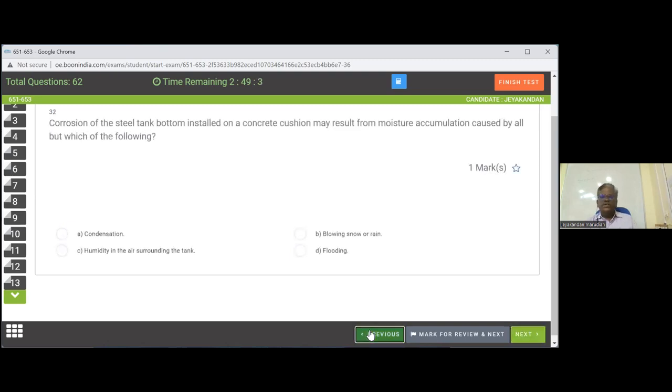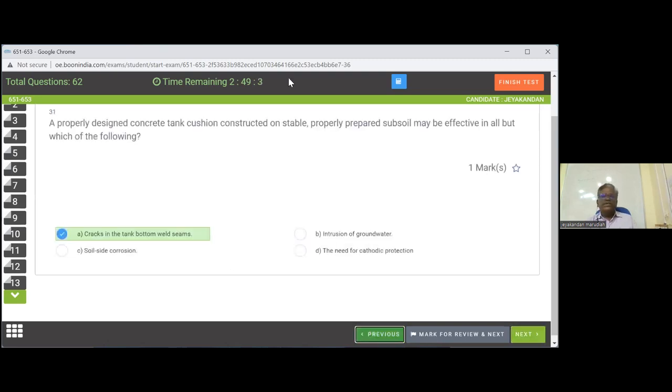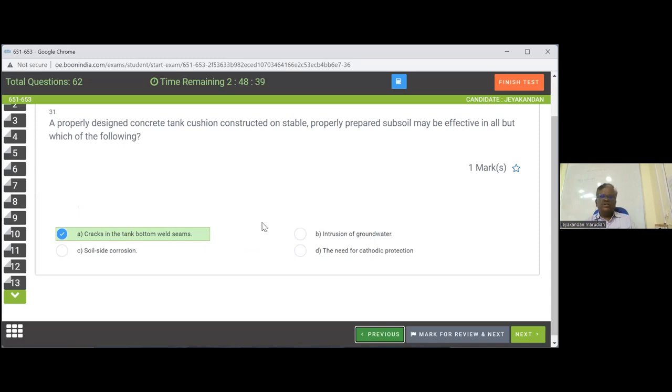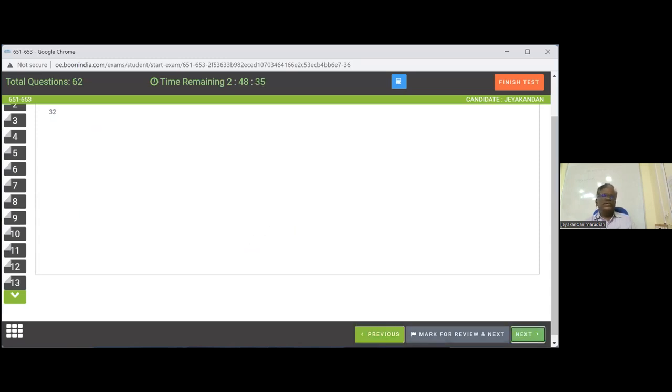Where did you show me, sir? Can you come again, please? Where was the answer, sir? This one. 5.3.1.1, I think. A properly designed concrete cushion constructed on stable, properly prepared subsoil may be effective in eliminating intrusion, soil side erosion, and the need for cathodic protection. So sir, this will eliminate those; it may be effective in all but which of the following, except this. Okay. Yes sir. Next one, please.